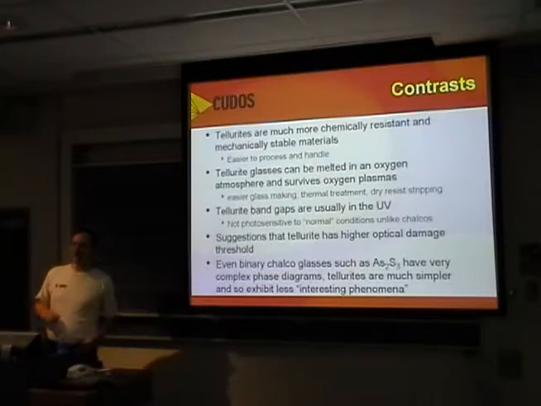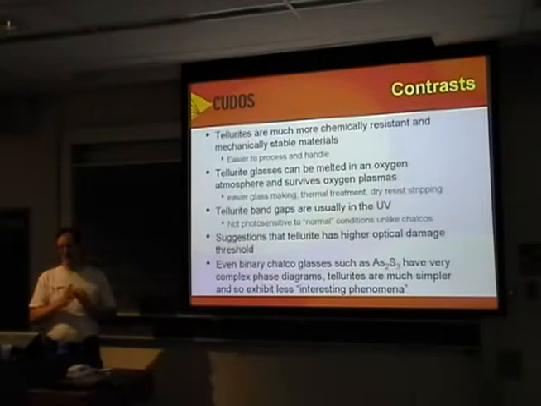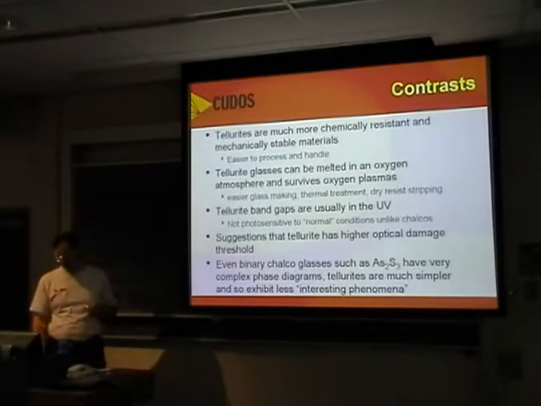Arsenic trisulfide is a supposedly simple two-element binary glass. Well, it's about the most complex binary glass I've ever seen. There are about 7 different phases of it. It does some absolutely bizarre things, even in the melt condition, and that causes a lot of grief. Tellurites are much simpler and easier to work with in that sense, because they have less interesting phenomena. The trade-off is that tellurites also have smaller nonlinear effects.